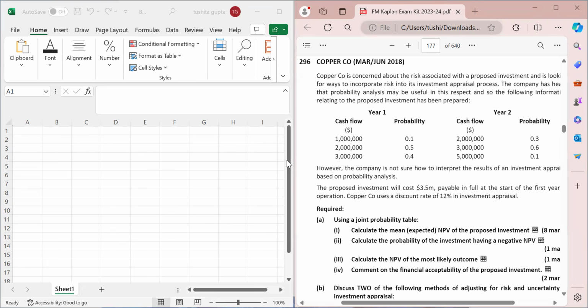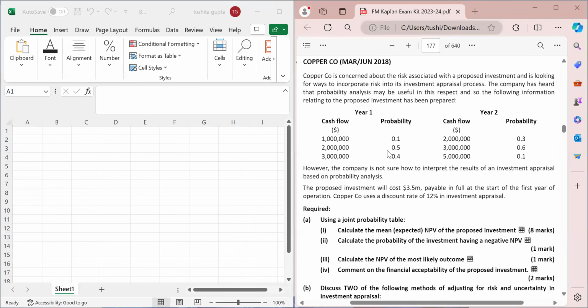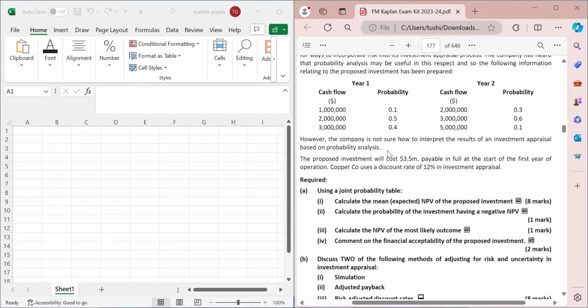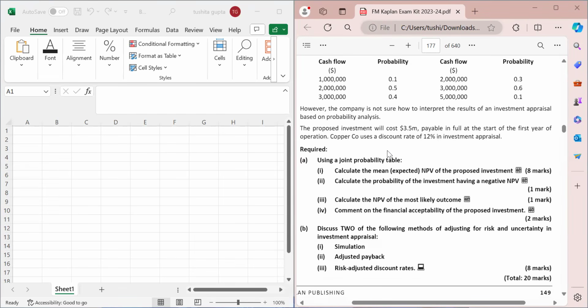This is a past paper question, question number 296 from your Kaplan kit, and it has been asked in the March-June 2018 exams. So let's get started with it. Let's first read the requirements before diving into the case study.